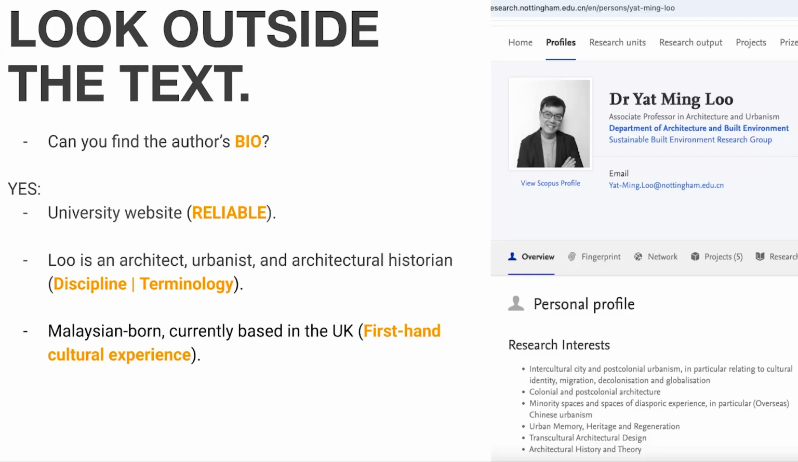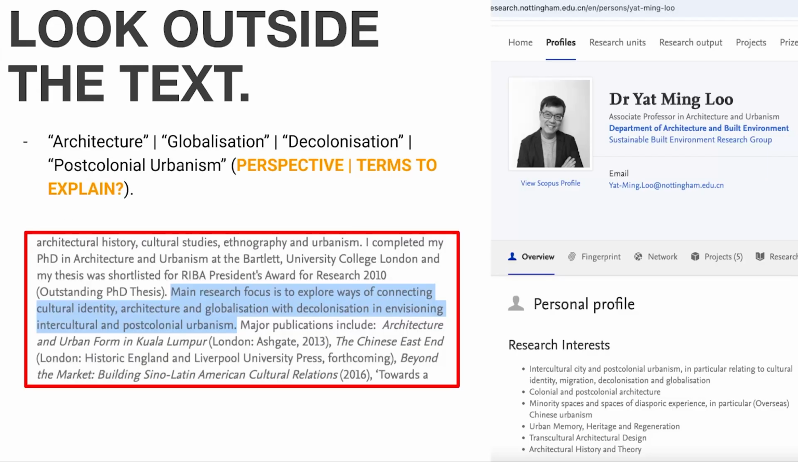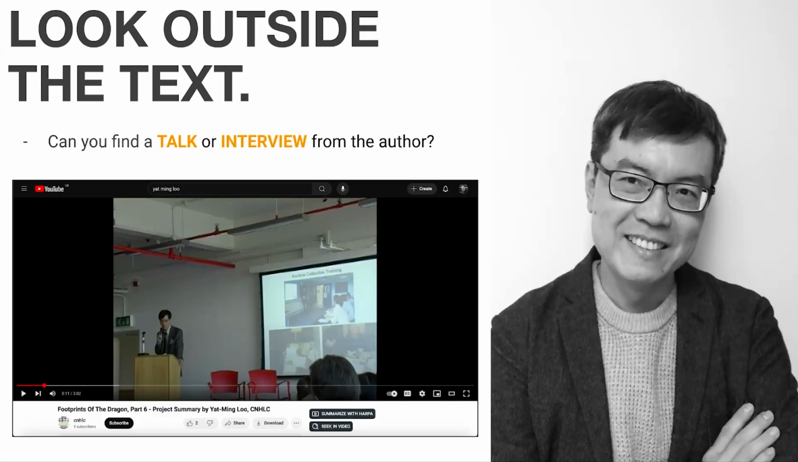We can see that this is a Malaysian-born scholar who currently is based in the UK. So we can probably infer from this that they have some first-hand cultural experience of all of the cultures being discussed in this reading. Here, we can see that their main research focus is to explore ways of connecting cultural identity, architecture, and globalization with decolonization in envisaging intercultural and post-colonial urbanism. There's a lot of different terminology here, and you need to make a decision about what you need to tell us about these terms.